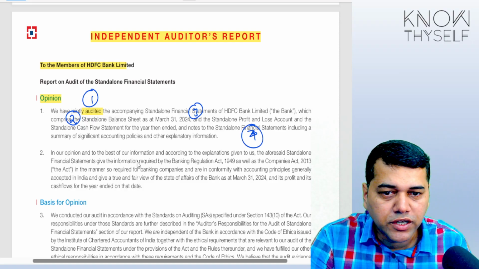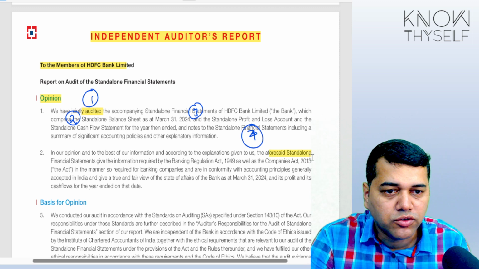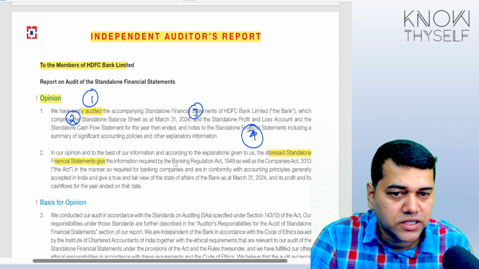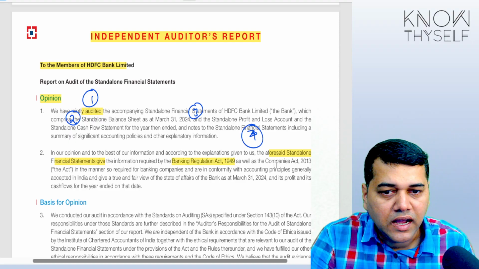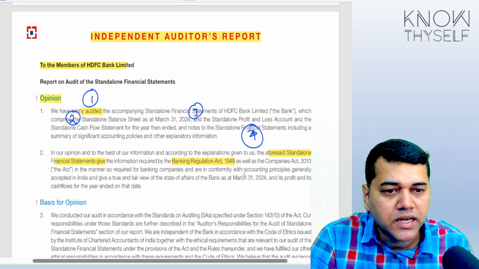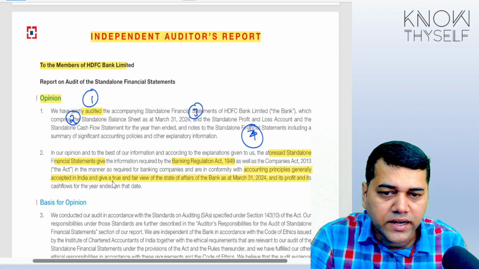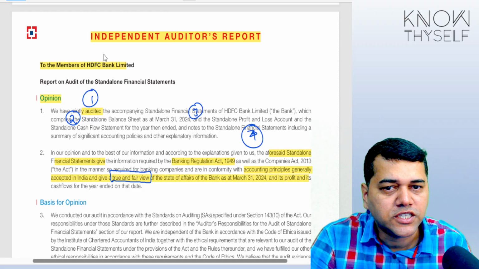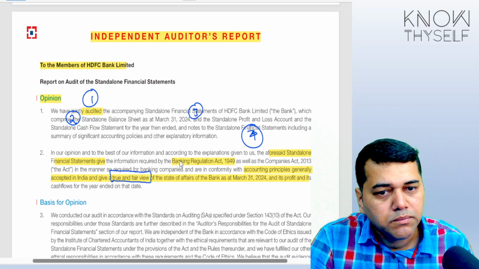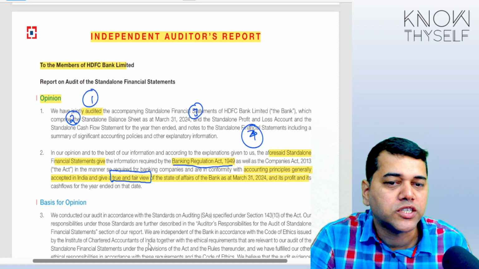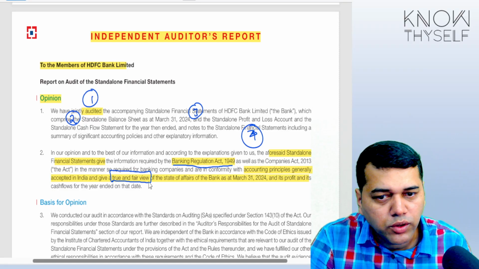Then, in our opinion, to the best of our information, according to the information and explanations given to us, the standalone financial statements give information as required by the Banking Regulation Act or the Companies Act, as well as in the manner required by the accounting principles or accounting standards, so that it gives a true and fair view. Why? Because HDFC is a company. Companies Act also applies to them. But from accounting point of view, Banking Regulation Act applies. So they have to say true and fair view.